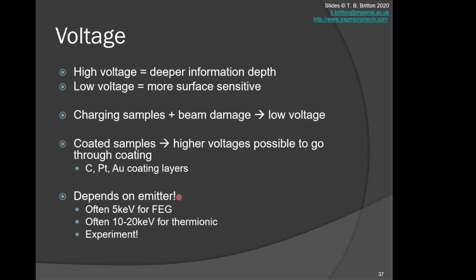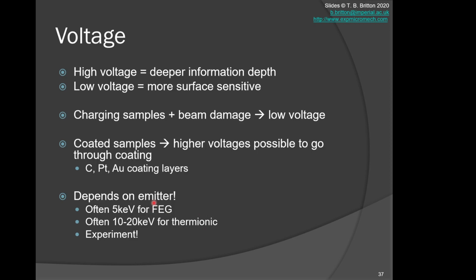Now, the voltage accessible depends, of course, on the emitter type and how the microscope is set up. So imaging, for instance, often on a field emission gun, it will be optimized to around 5 kiloelectron volts. It can go higher, of course. You may go lower depending on the setup. But for a thermionic emitter, often you're limited because you need to pull the electrons off the emitter, and so the emission efficiency is dependent on the voltage.